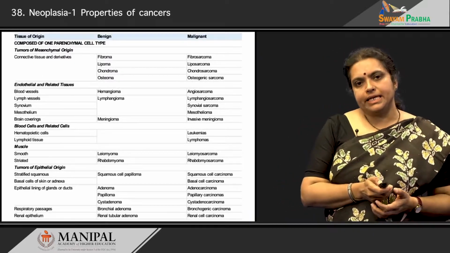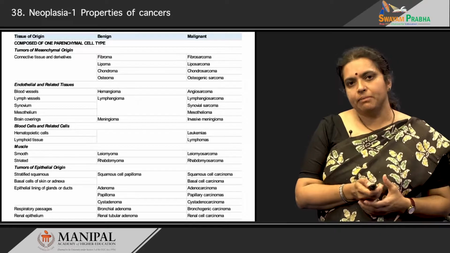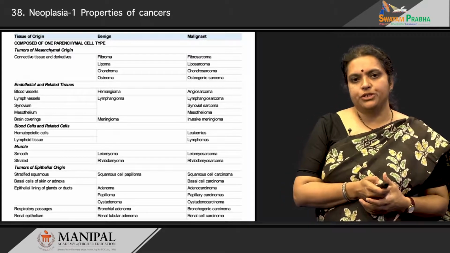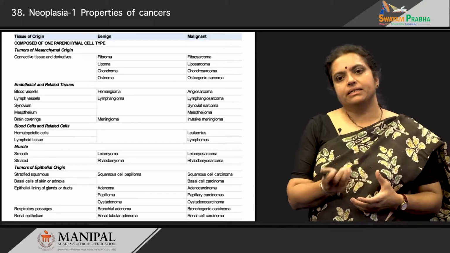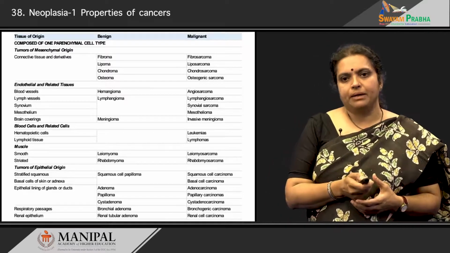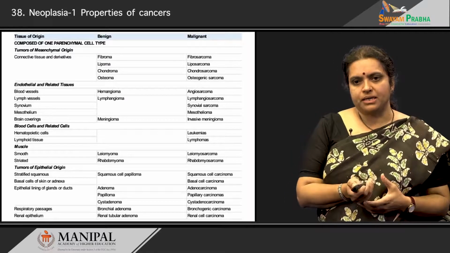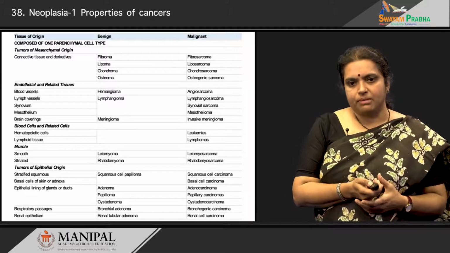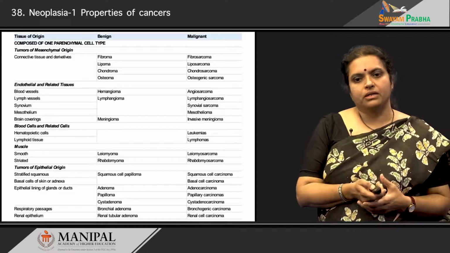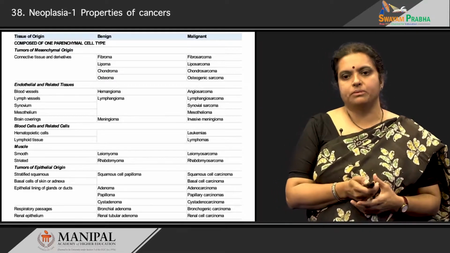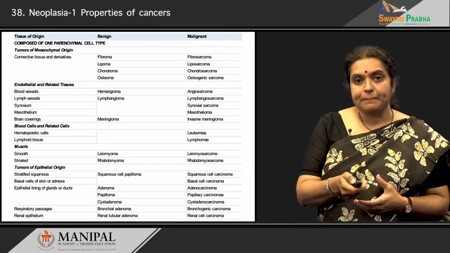Now, this is just a table that gives you a nomenclature of benign and malignant neoplasms. So, you have the tumors I have already discussed, tumors of mesenchymal origin, fibroma, the malignant counterpart would be a fibrosarcoma, lipoma, liposarcoma and so on and so forth. And way down you have hemangiomas and angiosarcomas, and then from muscle you have leiomyoma and leiomyosarcomas, and tumors of epithelial origin, squamous cell papilloma is the benign counterpart, squamous cell carcinoma, adenocarcinoma are the malignant counterparts.